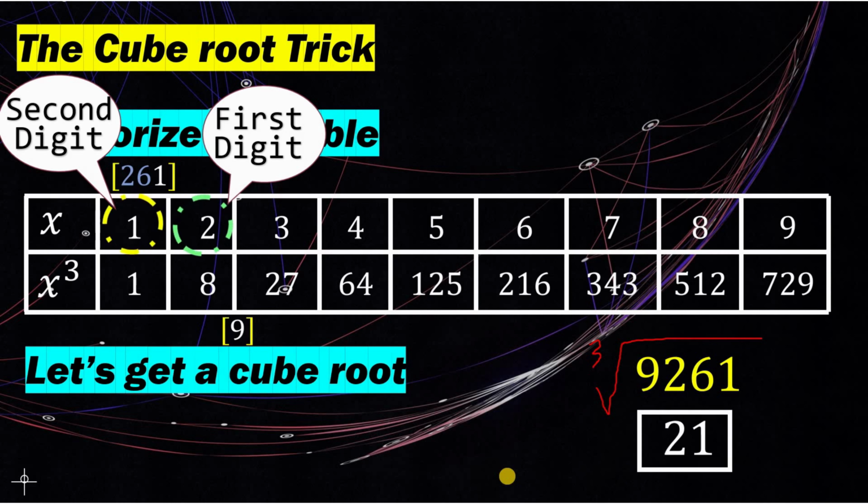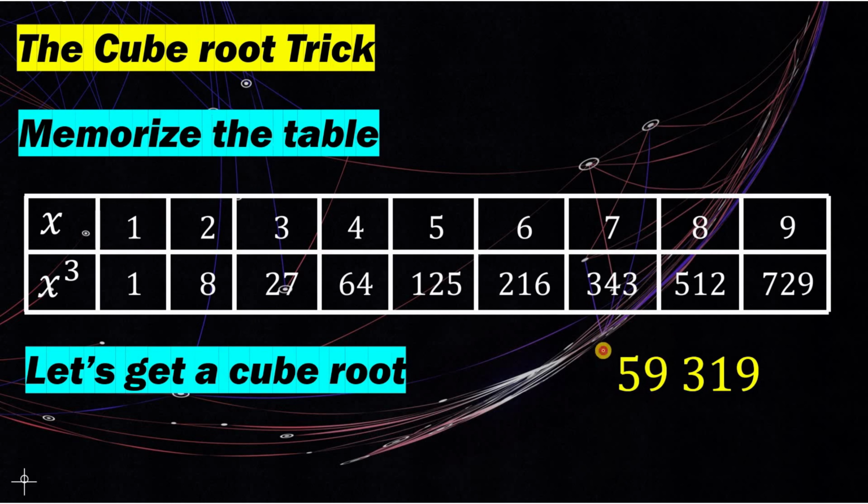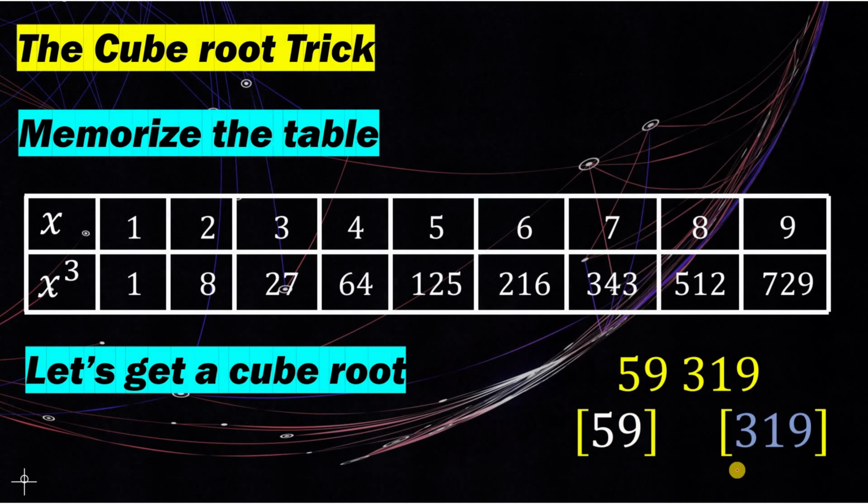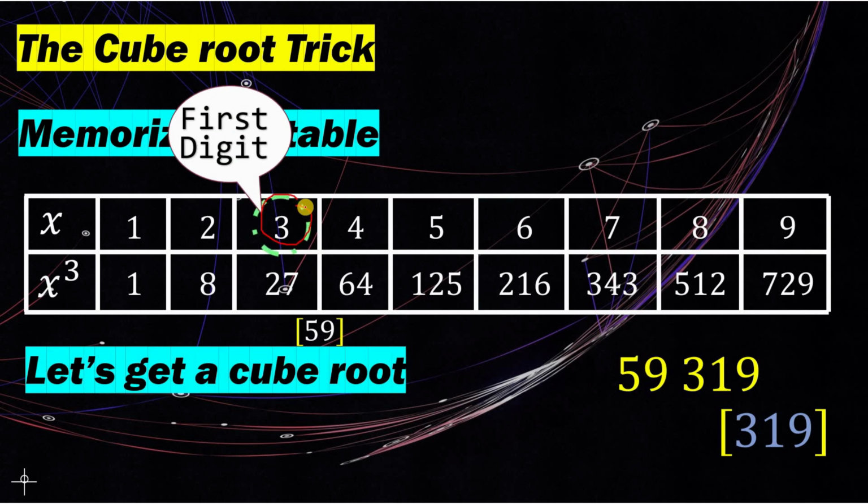Okay, let's have another example. Let's have the cube root of 59,319. Again, let's group this by threes from right to left. So we have 59 and 319. Now, 59 is between 27 and 64. So let's choose the smaller one, which corresponds to 3. And that 3 is the first digit of the answer.